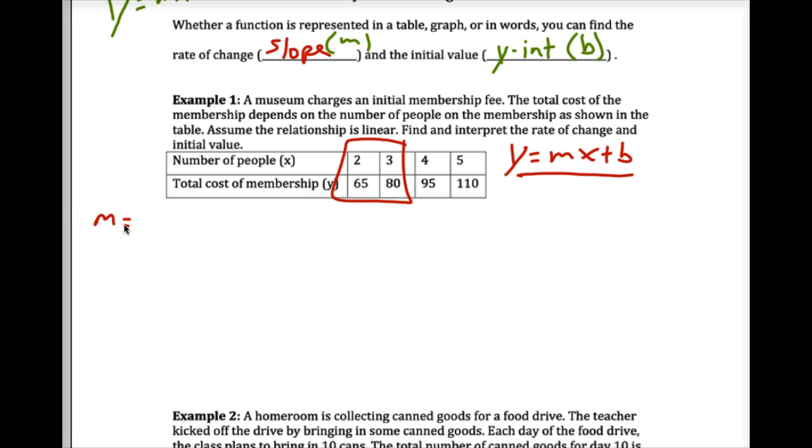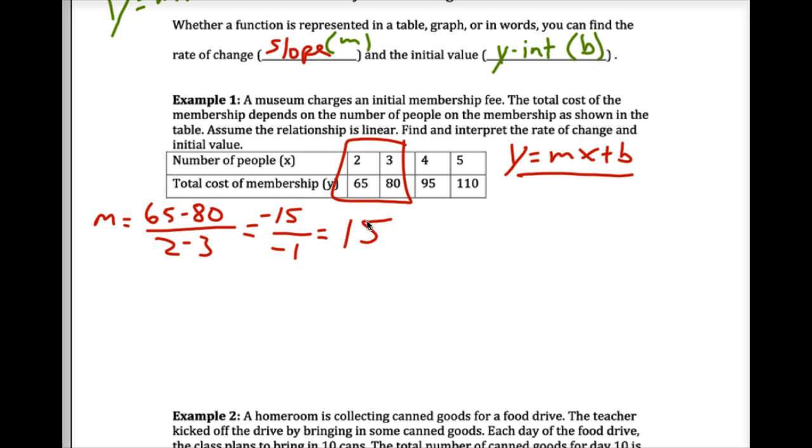Okay, who can talk through getting to the slope? Go ahead. You do 65 minus 80. Okay, subtract the y's over the x's, which would be 2 minus 3. Okay, I'll do the hard part. The bottom's -1. And then the top part's -15. Careful with your signs. -15. And when they divide it equals 15. Okay, so the slope is 15.